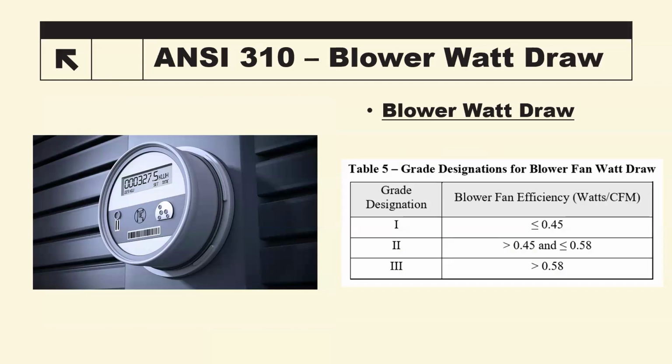And of course, as we said a second ago, you can do a meter test as well. But watt draw is calculated by taking the total number of watts and dividing it by the CFM recorded from the airflow test we saw in the previous step. So if the watts per CFM is less than 0.45, then it's grade 1. If it's 0.45 to 0.58, it's grade 2. Anything over 0.58 is grade 3.